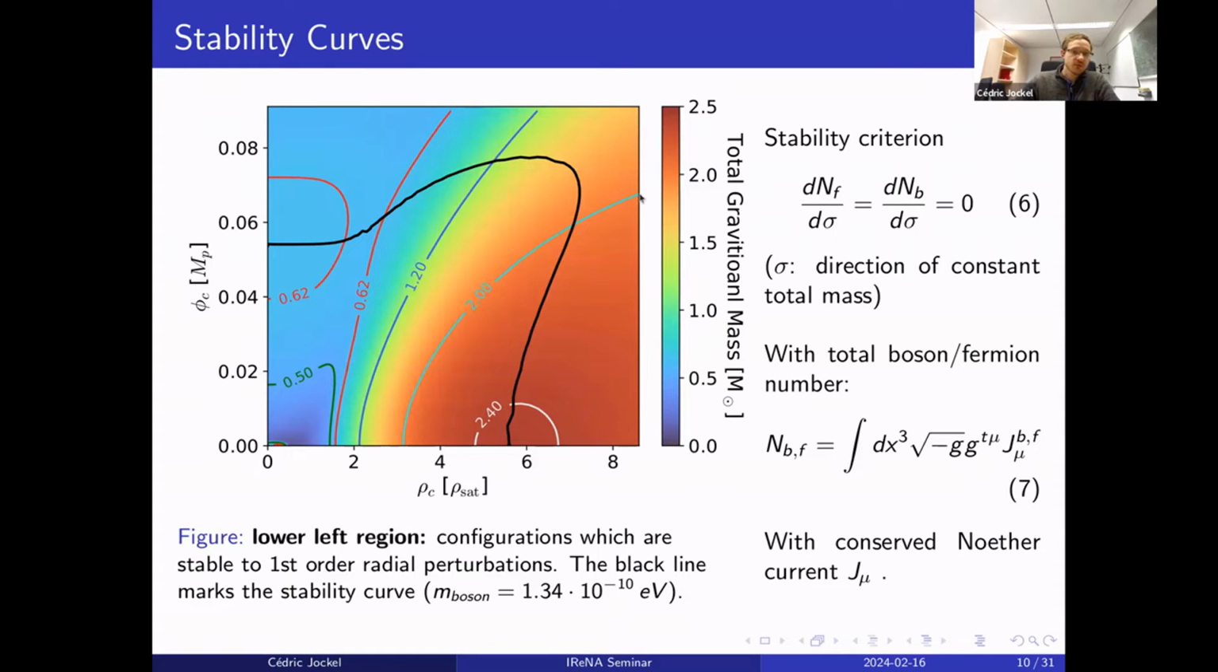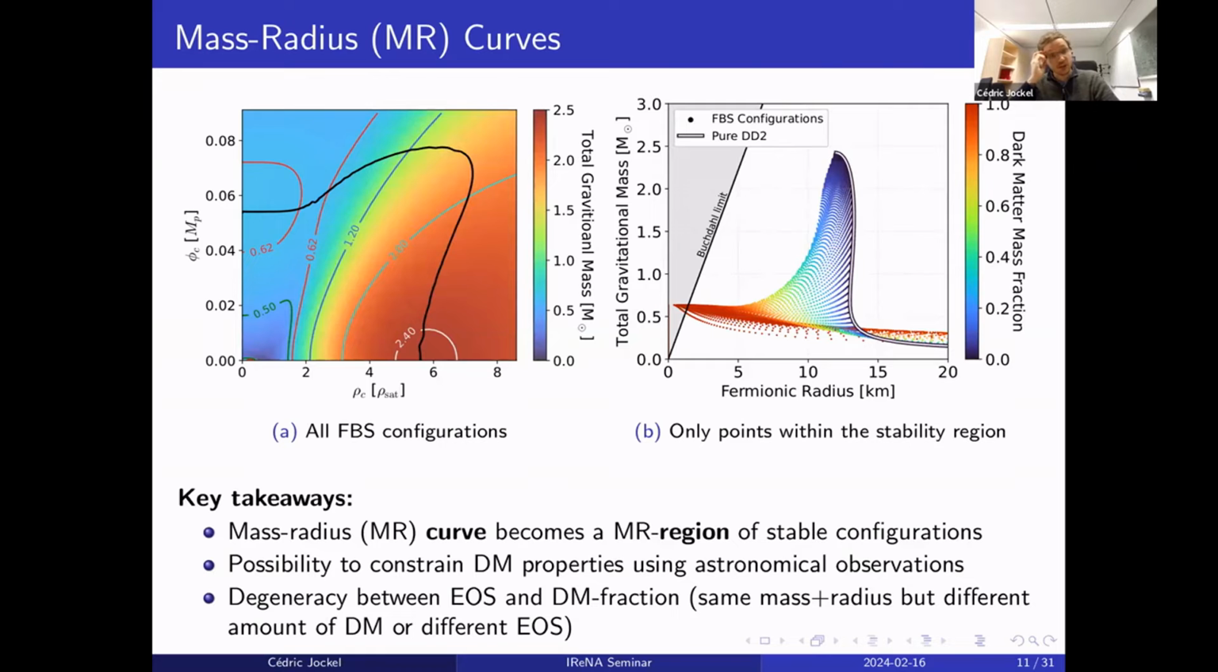So what are we doing now? We're now interested in only the stable configurations. And we're also interested in how the amount of dark matter affects the radius and the mass of the total configurations. You can get something like this. So here I've just taken the same plot as before, and I've taken all the stable configurations in the left bottom part, and then put them into a mass radius diagram. And this will look something like this.